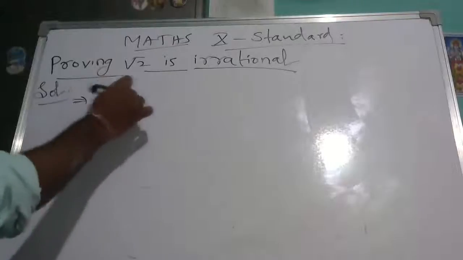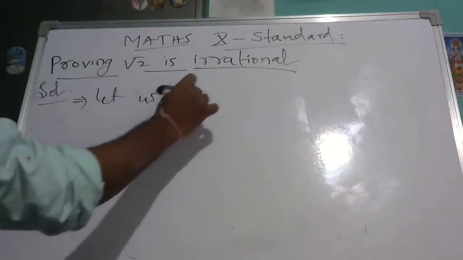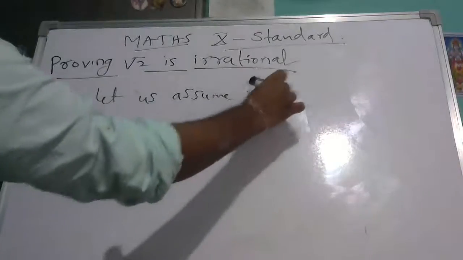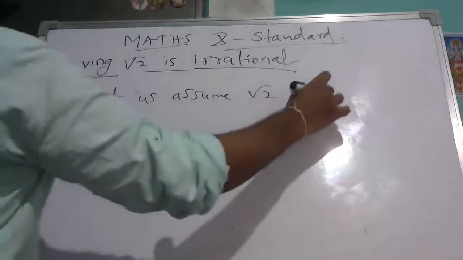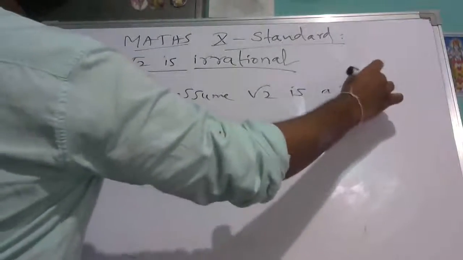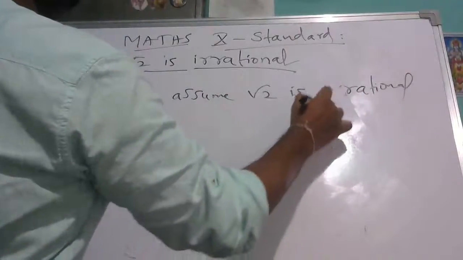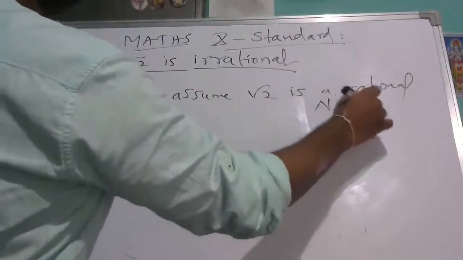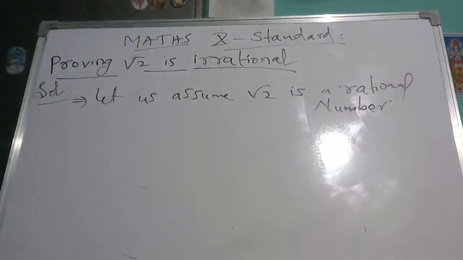First, let us assume root 2 is a rational number. First, I am assuming root 2 as a rational number, right?